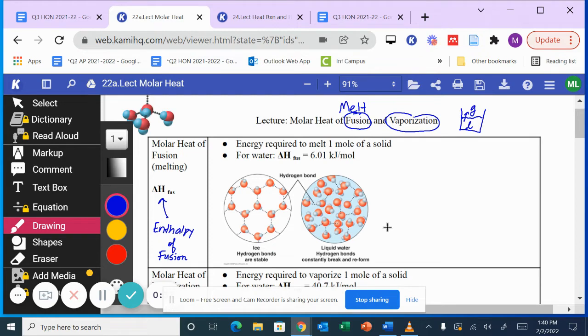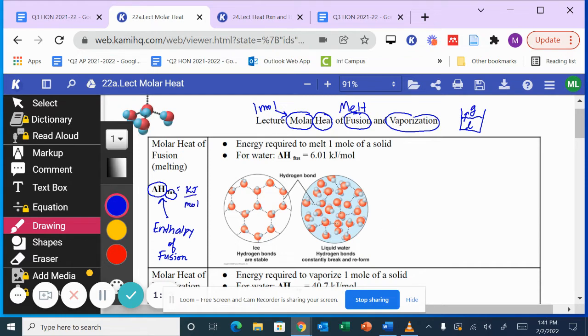So we will learn about the molar heat of fusion. Molar means for every one mole, how much energy does it take to melt a substance? If you have one mole, how much energy does it take to vaporize it? So the symbols are as follows. The molar heat of fusion is called delta H fus. FUS is short for fusion, or it's also the enthalpy of fusion. And the units for delta H are kilojoules per mole, as we've done in our previous assignments.